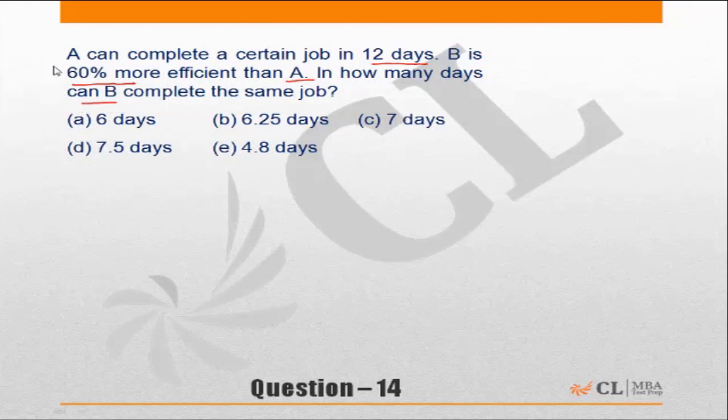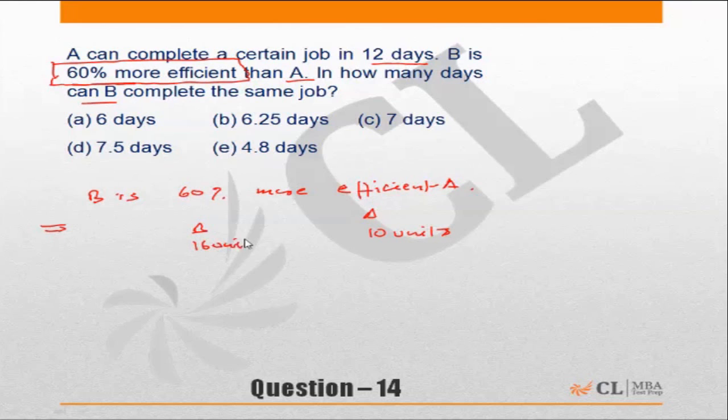Now this is the concept which people tend to get confused with. So let's just understand this part. B is 60% more efficient than A. This implies if A does 10 units of work in the same amount of time, B will do 16 units of work. B is 60% more efficient, that means he does 60% more work than A.